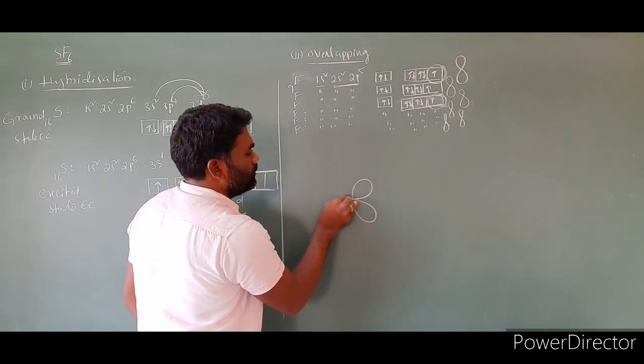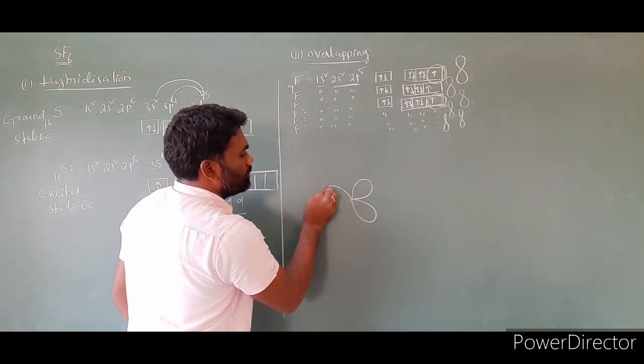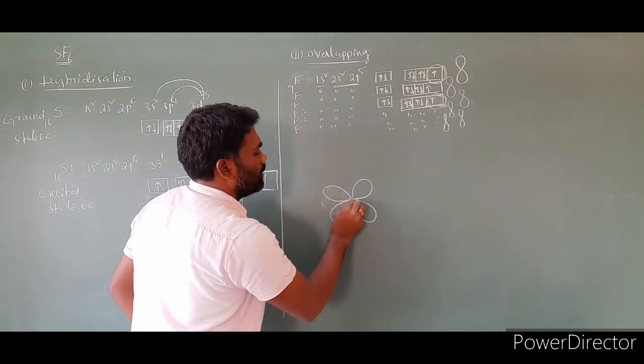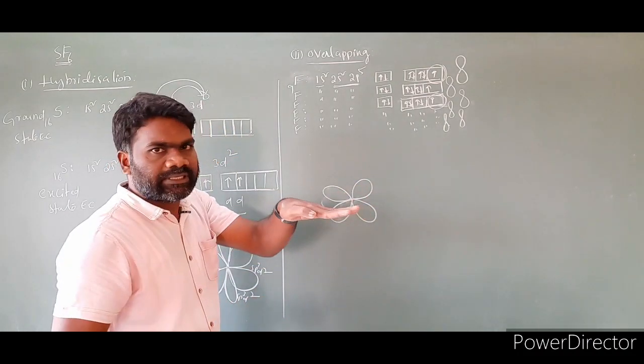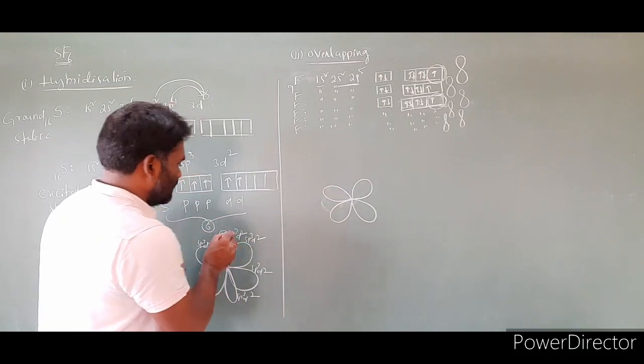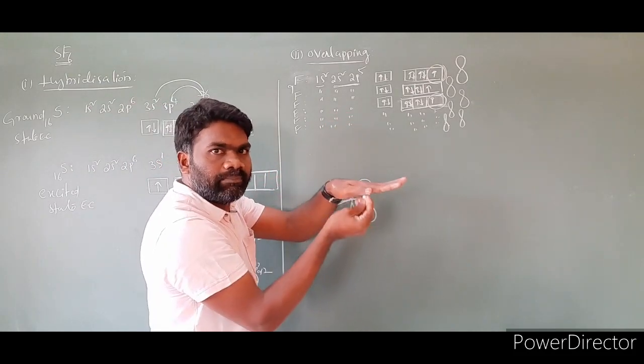1, 2, 3. Sorry, 1, 2, 3. This is the 4. All of these are present in one plane. So 1, 2, 3, 4, all these are present in one plane. And of the remaining 2, one is present above the plane and one is present below the plane.